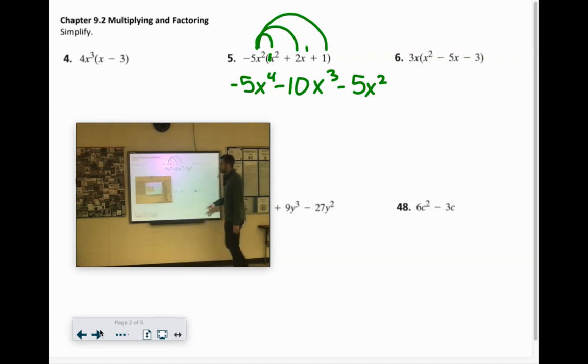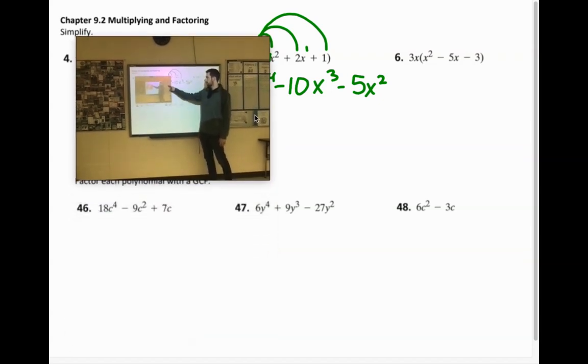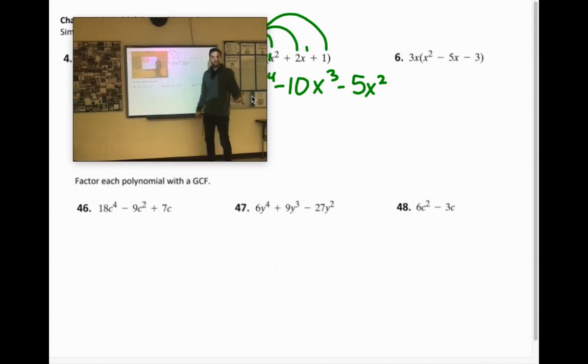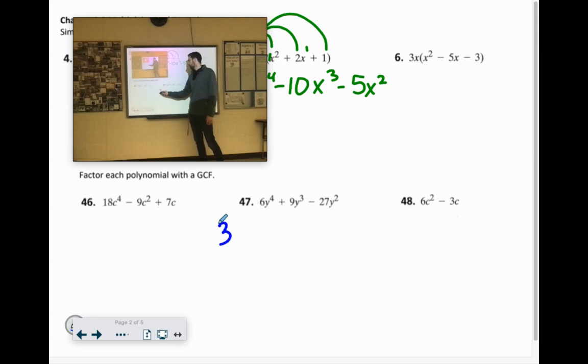Now, these second problems here are factoring problems. So it says factor them with the greatest common factor. So let's go with 47. You look at the numbers in front first. We have 6, 9, and 27. What is the number that goes into all three of those? 3. So we'll take out a 3. They also have y's. All three of them have y's. And it's like, how many do they all have? They all have at least y to the second power. So we can take that out with the 3.